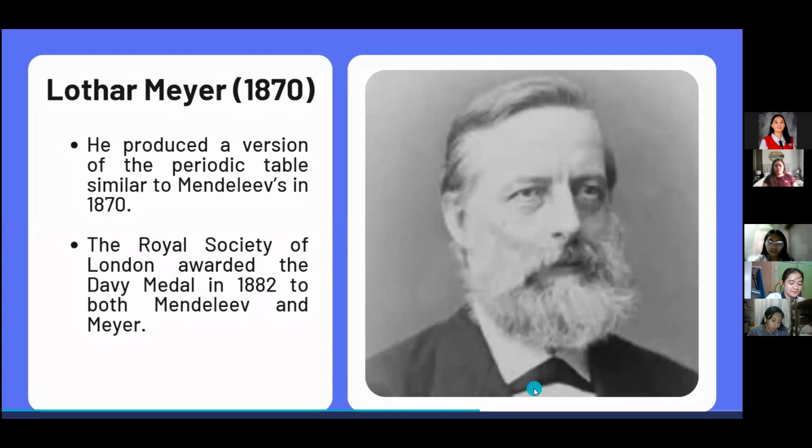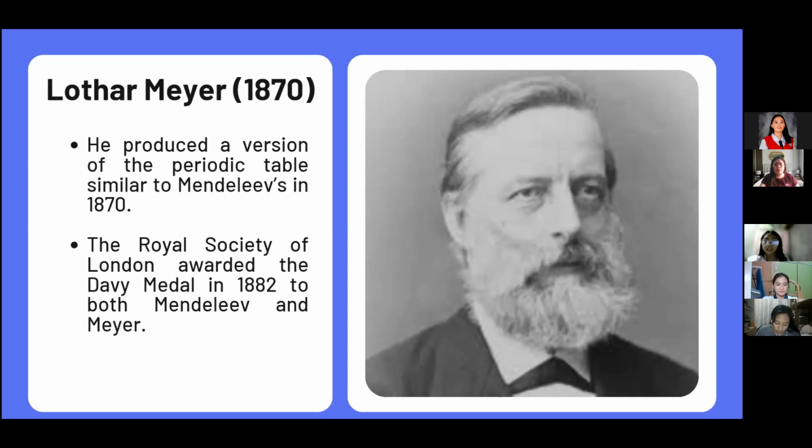So next is si Lothar Meyer. So si Lothar Meyer is a German chemist. So during 1870, he produced a version of the periodic table similar kay Mendeleev. So ang similarities lang nito is nag-leave din siya ng gaps for undiscovered elements, pero yun nga lang sa kanya is hindi niya na-predict yung properties ng elements na yun. Unlike kay Mendeleev na na-predict niya yung properties ng undiscovered elements. And then by 1882, both Mendeleev and Meyer were awarded the Davy Medal by the Royal Society of London.